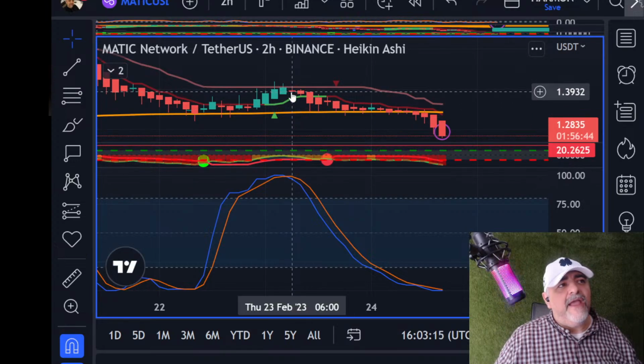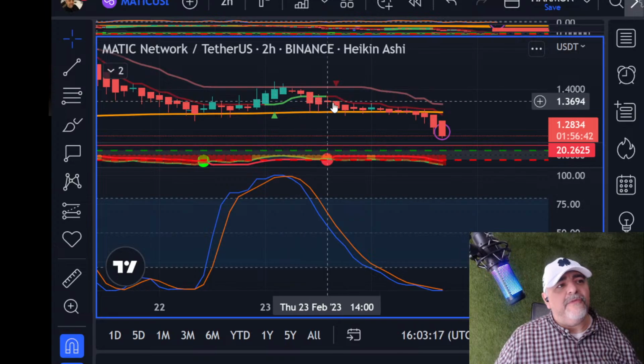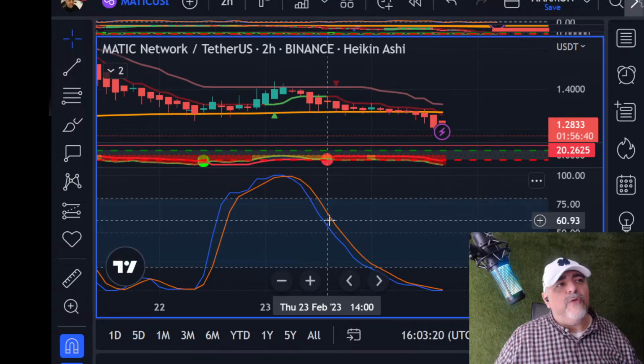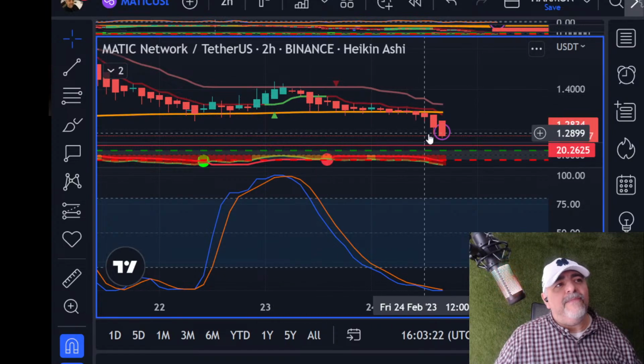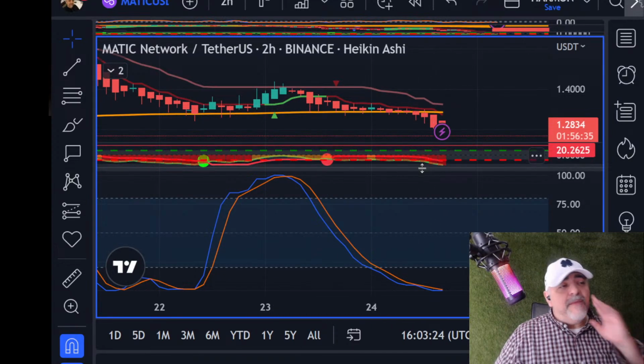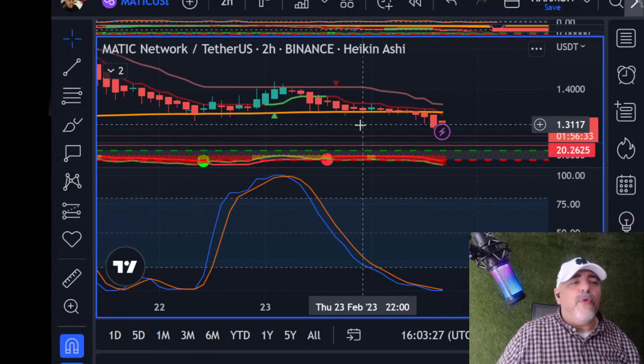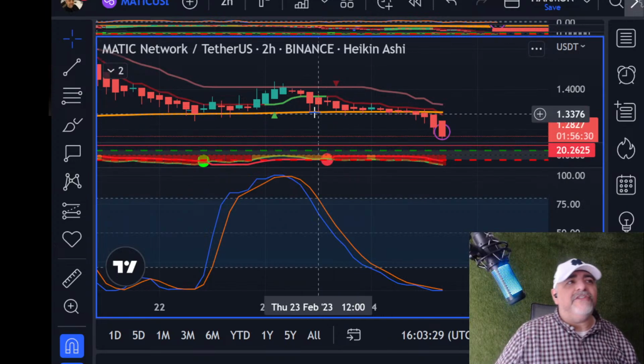So this means that right now, Matic is currently in this short position, right? And it will stay in a downward trend until this goes into a change. Remember, this is the next 6 hours. This is important because this is when you are actually trading, right?